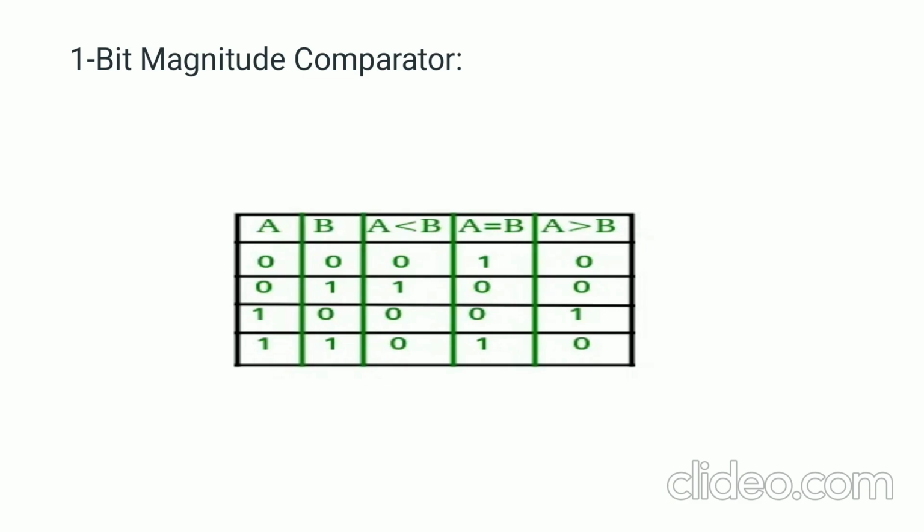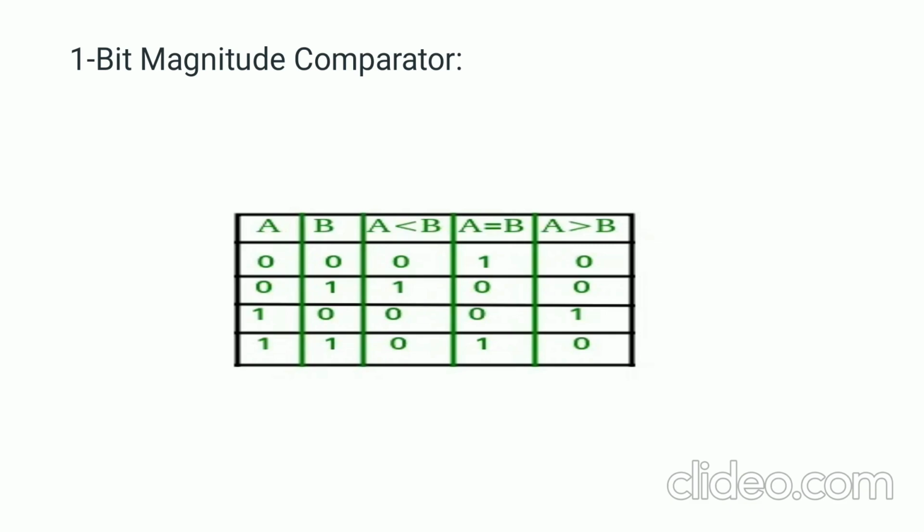Coming to the 1-bit magnitude comparator, the name itself implies A and B have only one bit in their inputs, and it will produce the output A equal to B, A less than B, and A greater than B as per the relative magnitude of the given binary numbers.